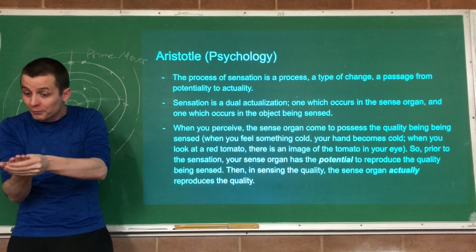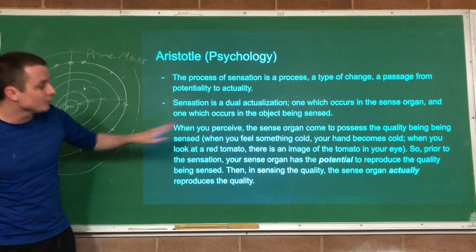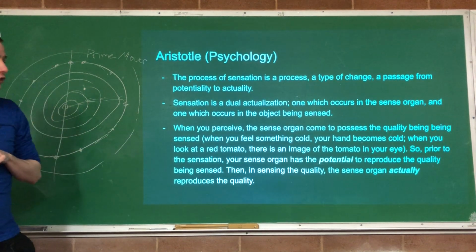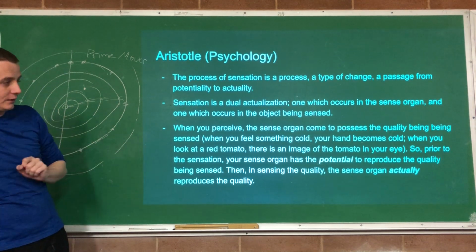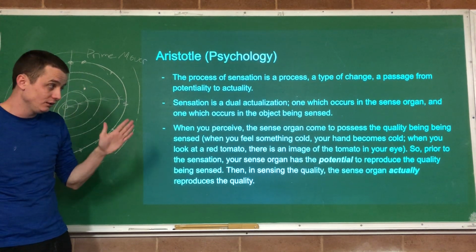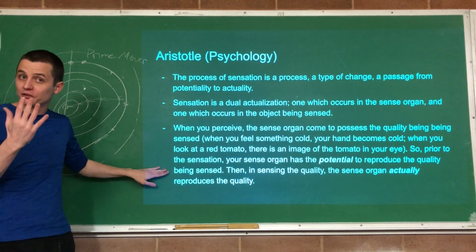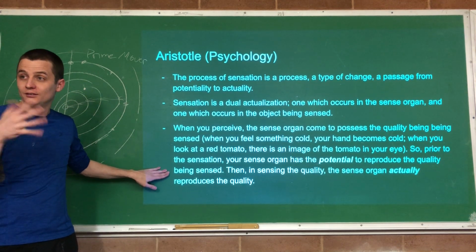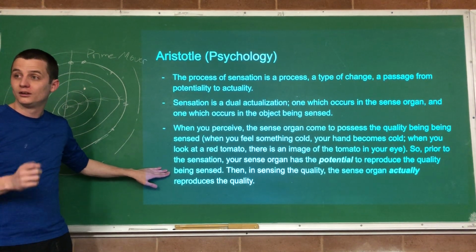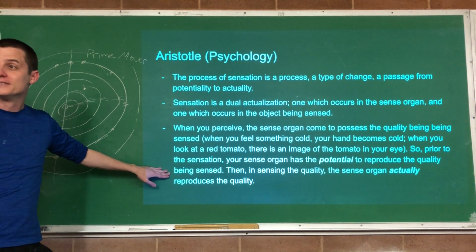Or if I feel something, my skin actually possesses the sense that I am sensing. So when you perceive, the sense organ comes to possess the quality being sensed. When you feel something cold, your hand becomes cold. When you look at a red tomato, there's an image of a red tomato in your eye. So prior to the sensation, your sense organ has the potentiality to reproduce the quality being sensed. Before I stick my hand in the bucket of ice, my hand is potentially cold. It's not actually cold. Then I stick my hand in a bucket of ice and it becomes cold. Now it's actually cold. So he's saying that this dual actualization doesn't happen all the time, just sometimes? No, all the time.